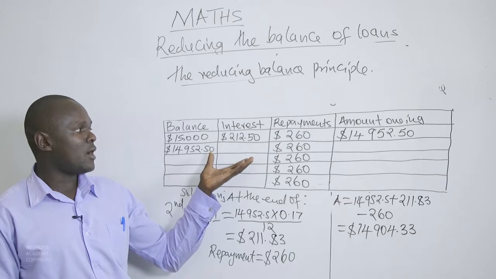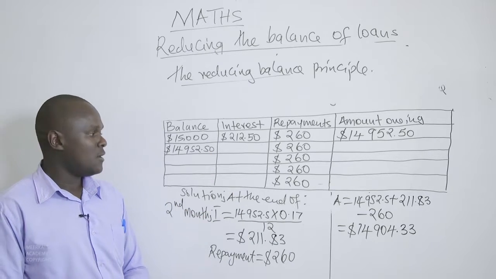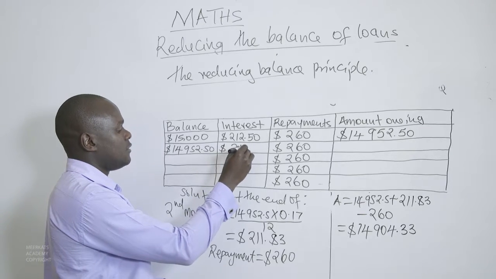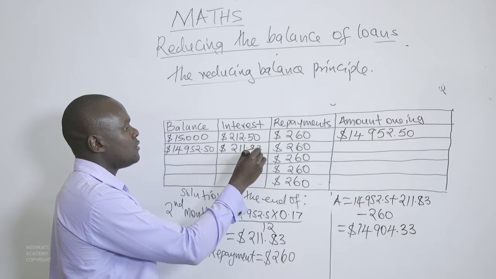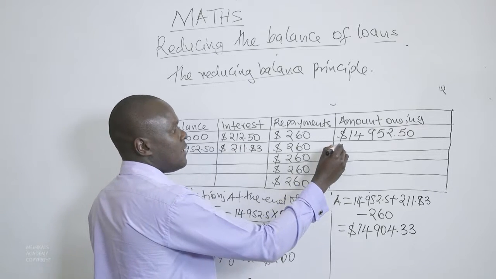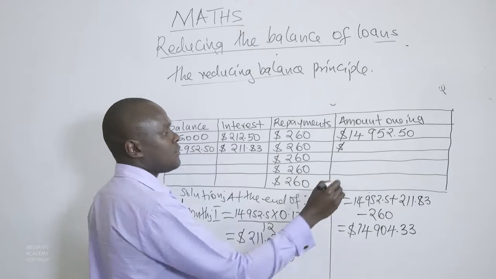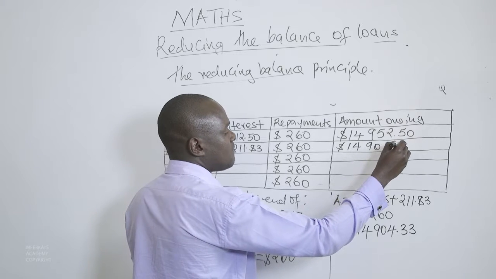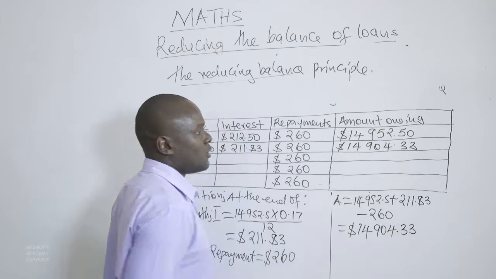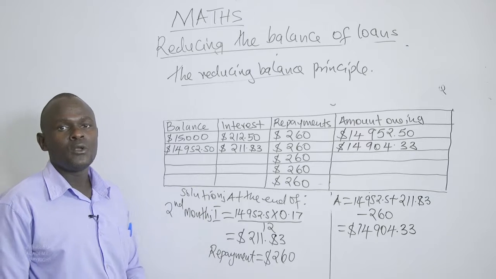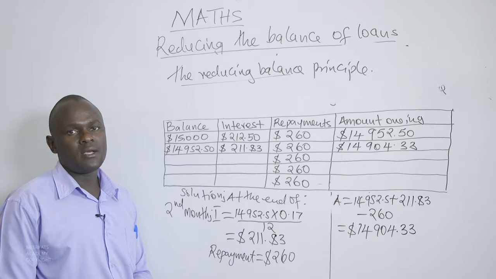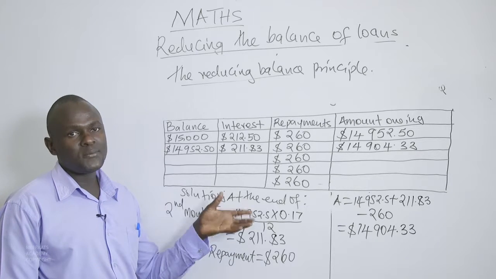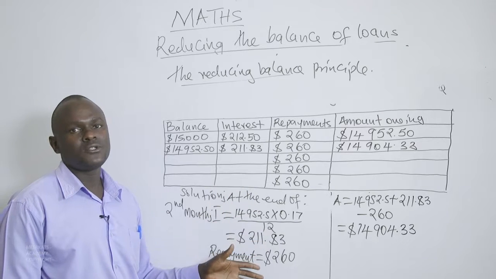So we come to our table and we fill in the interest. The interest is $211.83, while our balance at the end of that month is $14,904.33. So we are actually through with the second month. We are supposed now to move on to the third month. This process is repeated several times.